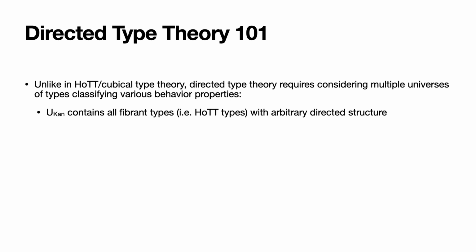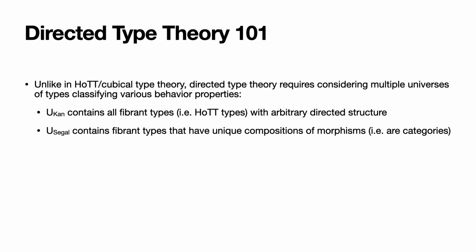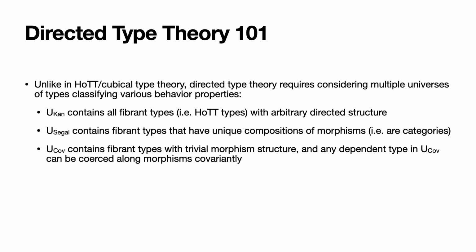So the first universe we need to think about is the Kan universe, and it contains fibrant types, which are those that are basically the homotopy type theory types, but they have arbitrary directed structure. The next universe we think about is the Segal universe, and all of the types in it are also fibrant, but their directed structure is required to have unique compositions of morphisms, so they behave like infinity categories. And lastly, we have the covariant universe, and it contains fibrant types as well, but they have trivial morphism structure, and so they're effectively infinity groupoids and not infinity categories.